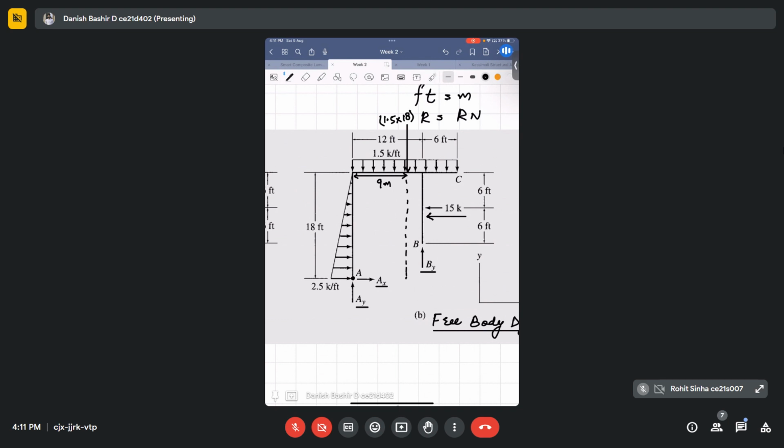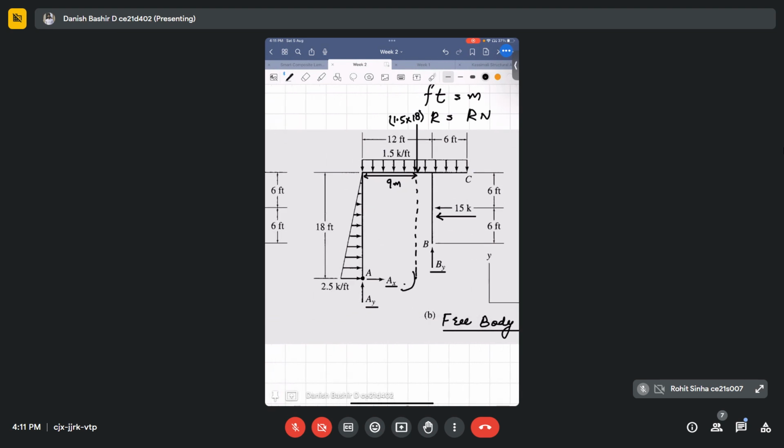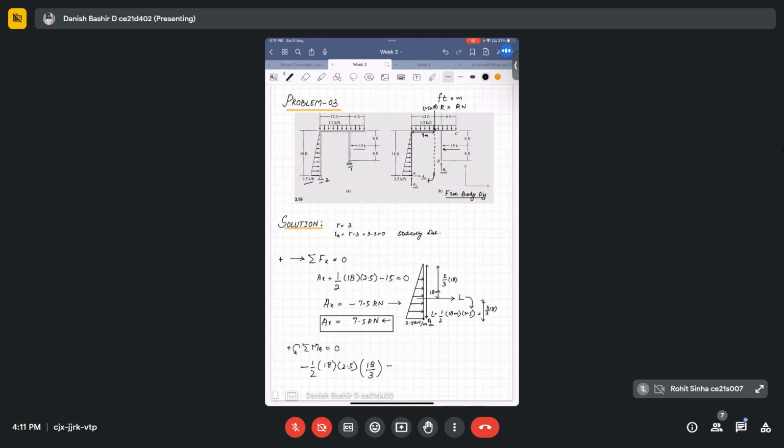If you see, it is creating a clockwise moment at point A, so it will again be negative: 1.5 into 18, and the lever arm is 9. I showed you how to calculate this 9.